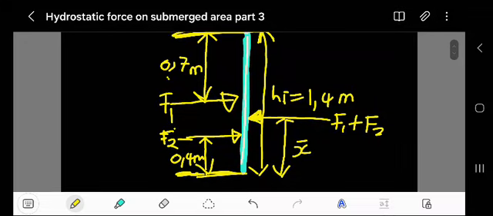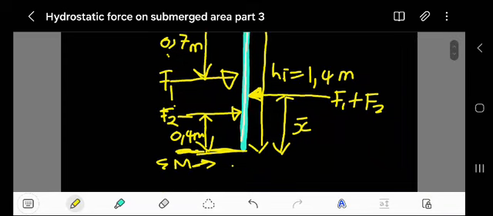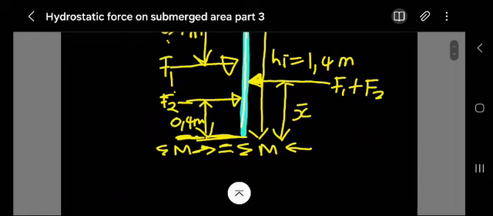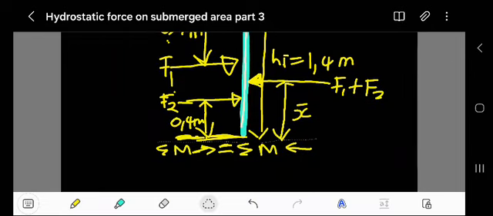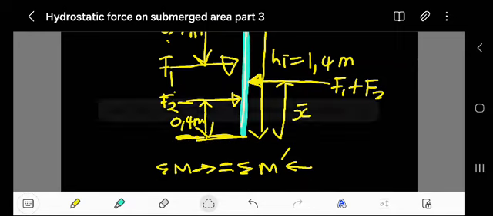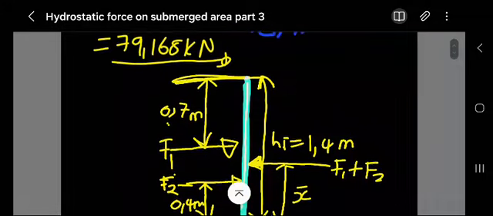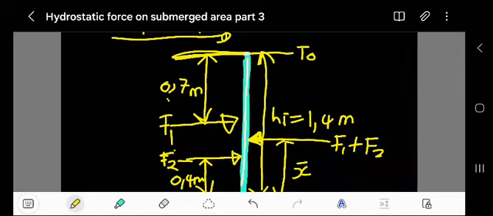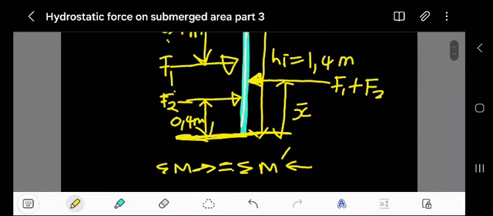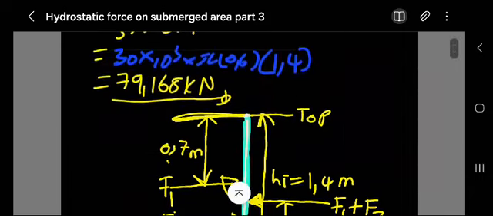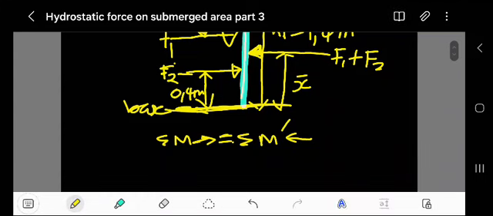Apply the beam. You can see the sum of the moments acting on the right must be equal to the sum of the moments acting on the left. So we can take the moment. Where can we take the moment? About what? So we can take the moment from the top. Remember, here we have the top part, and here we have the base. We can take the moment from the top.